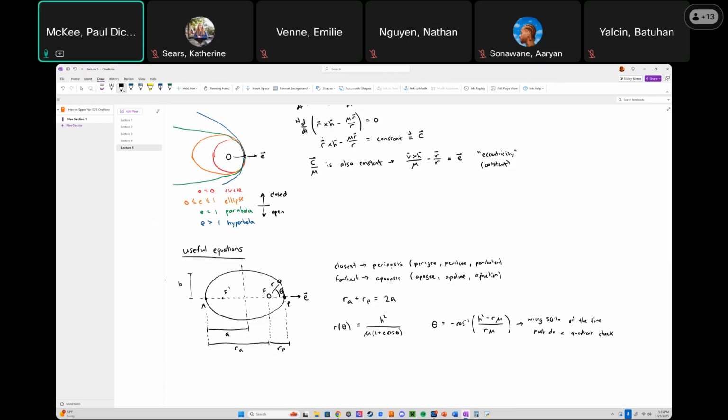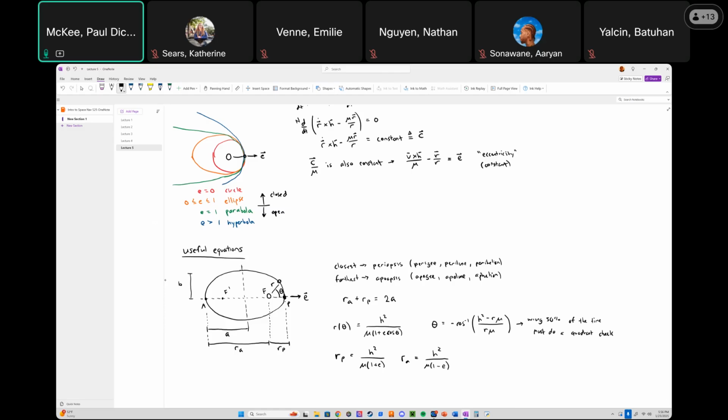You can also take some shortcuts here. rP is just h squared over mu times 1 plus e, which makes sense. If theta is 0, cosine of theta is 1. Now, if theta is 180 degrees, then cosine of theta is -1. So hopefully it makes sense that rA is h squared over mu times 1 minus e. All right, so far so good.